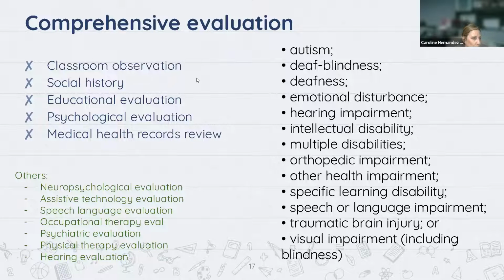There is a classroom observation, which is typically conducted by the school psychologist. There is a social history form in which the parent will provide the social history of the child. There is an educational evaluation, which typically looks at academic achievement. And then there is a psychological evaluation. And this is sort of similar if you can think of like an IQ test. So there's going to be some normed assessments that a child will complete. And when I say normed, it means that those results are compared to their peers of students their age. And then there's also a medical health records review.